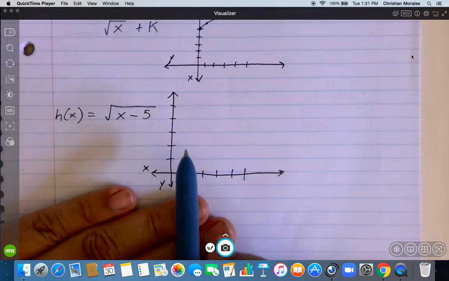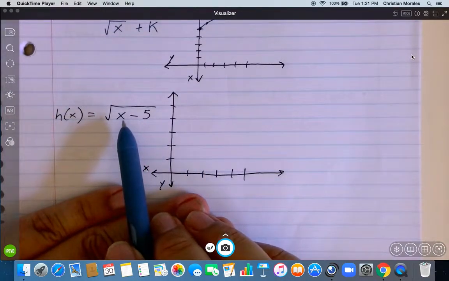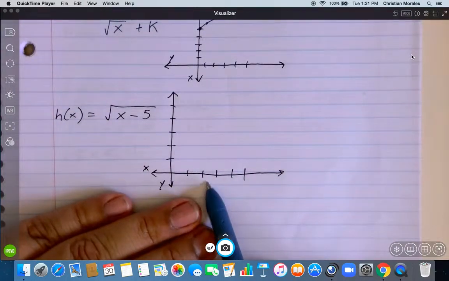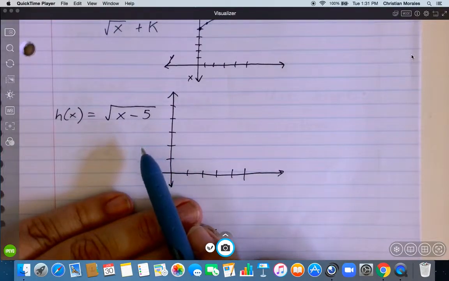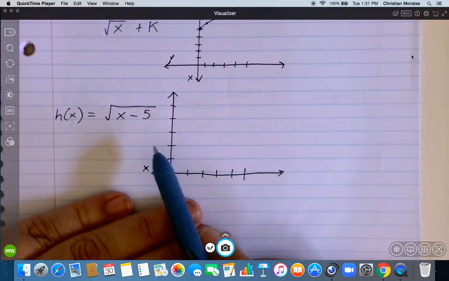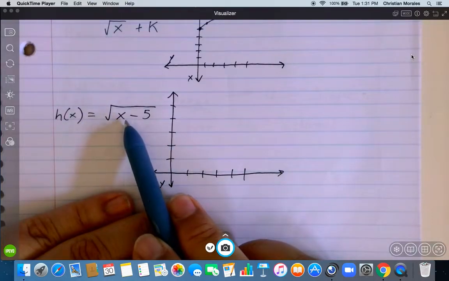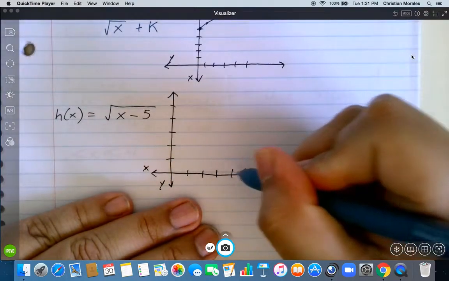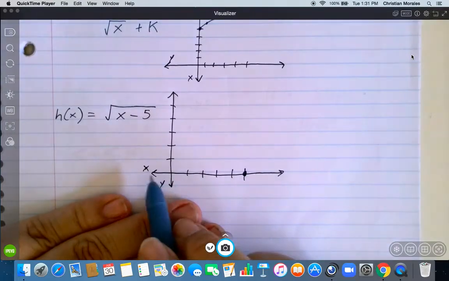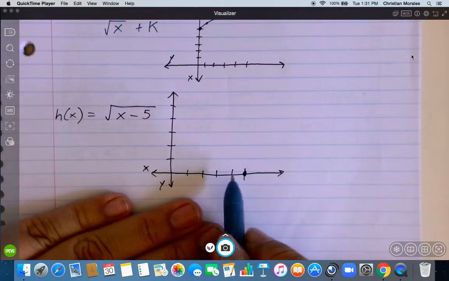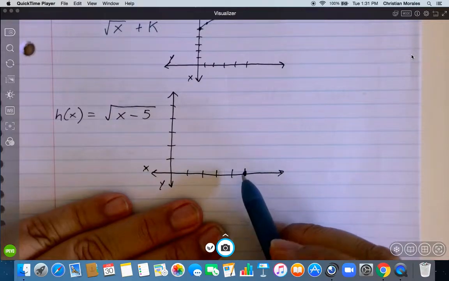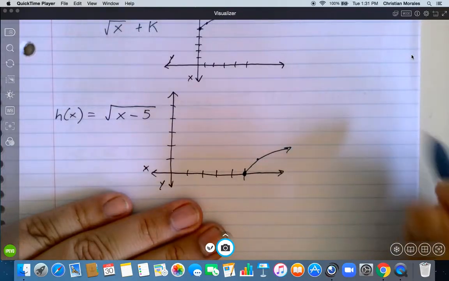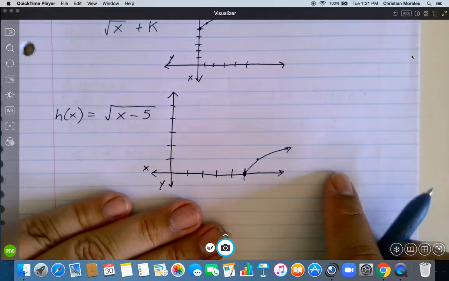Now, the problem with that is, if you plug in 1, you get negative 4. And you can't take the square root of a negative. If you plug in 2, you get a negative 3. You can't take a negative. The only number you can start with is actually 5. Because if you plug in a 5, 5 minus 5 is 0. So 1, 2, 3, 4, 5. Your starting point isn't here anymore, because all of these numbers would give you a negative inside. But once you get to 5, then your curve goes that way.